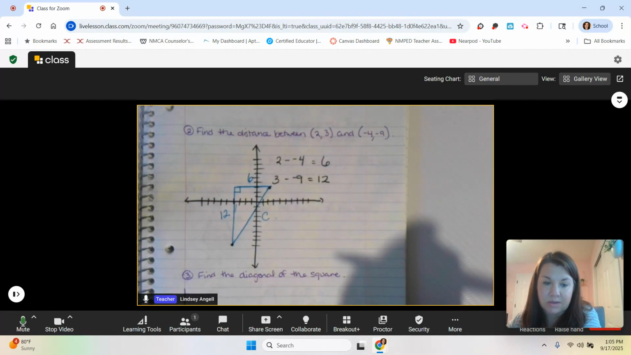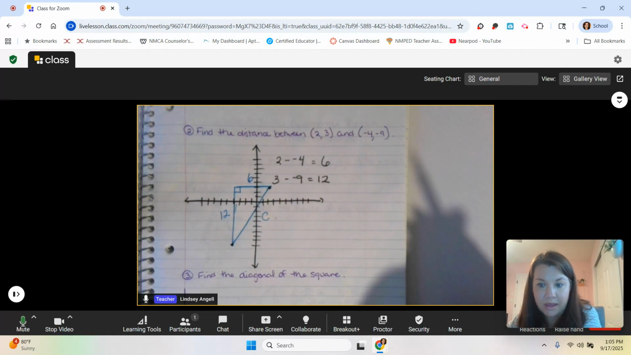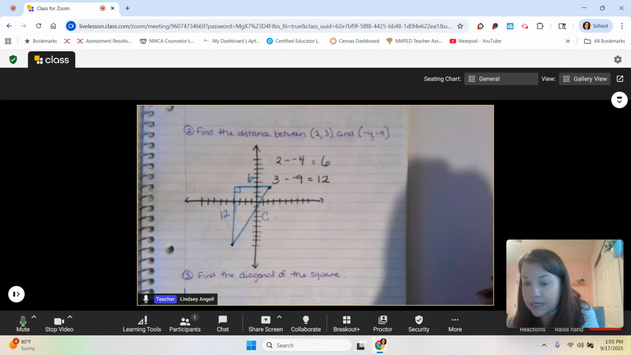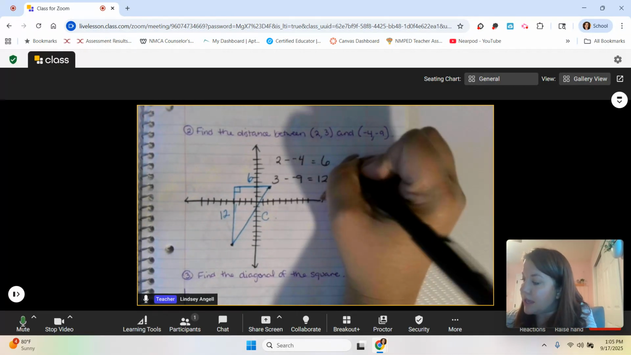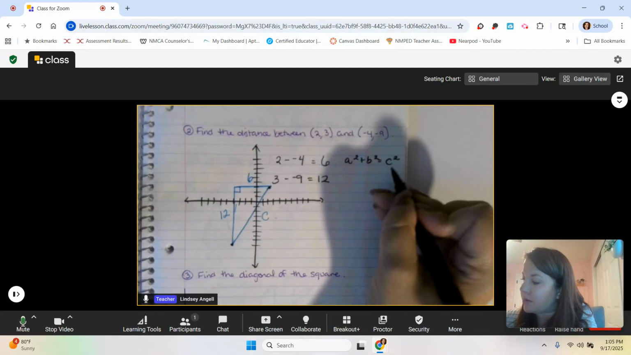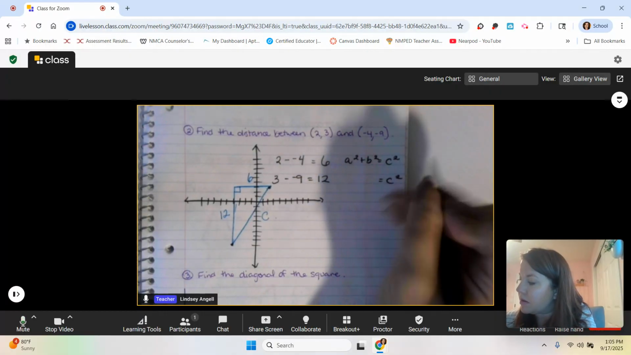So that's one reason why I wanted to make sure that I drew that, to show you that it is a right triangle. But anyway, let's get into building our formula. Okay, so I've got a squared plus b squared equals c squared. We're looking for c squared.